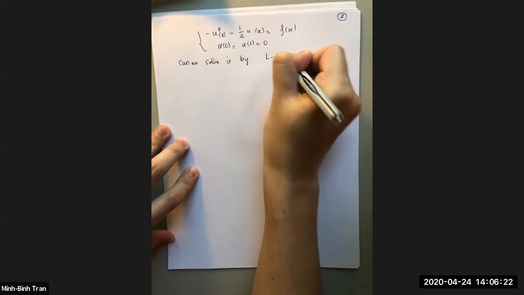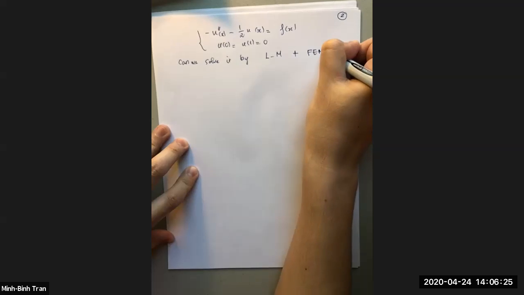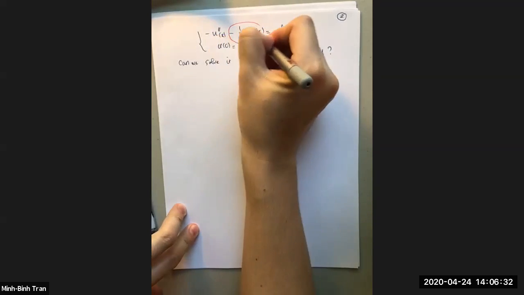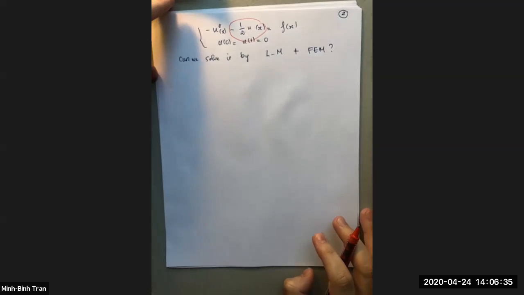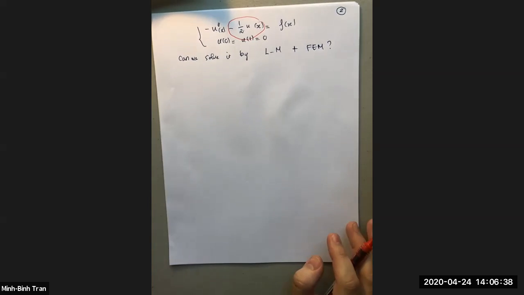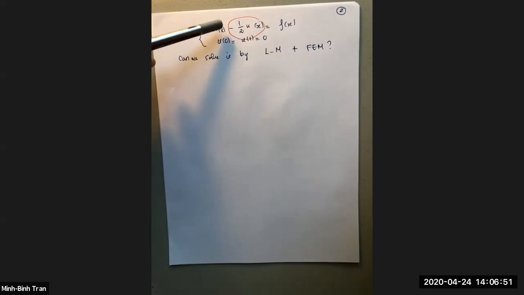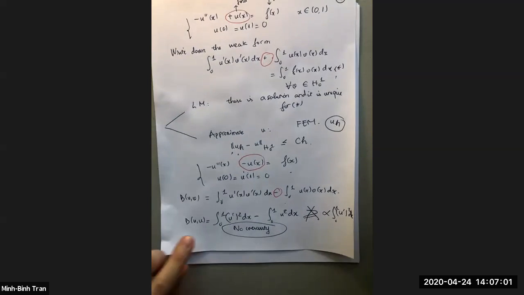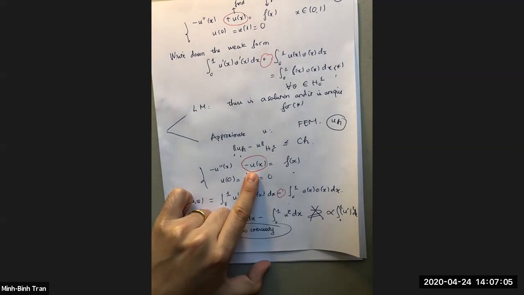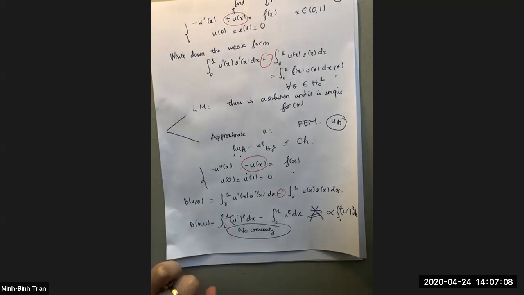By Lax-Milgram and the finite element method? So I don't like minus u. I replace it by minus one half of u. Is there a chance that I can solve this equation by using the finite element method? Yes, no? So why didn't minus u work? Here, I replaced this guy by minus u. This didn't work because there is no coercivity, right?